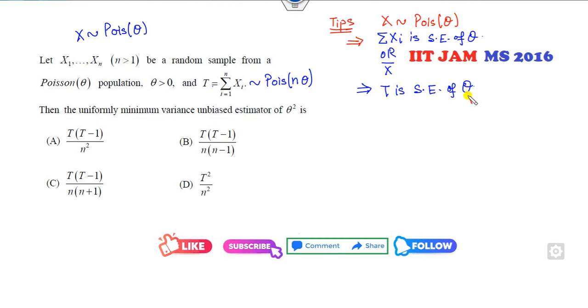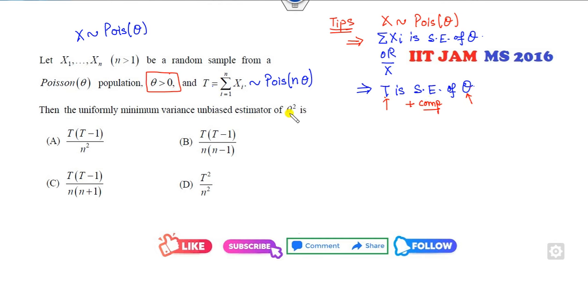Now you can see the dimension of this is 1. T, my summation of xi, is also 1. So yes, this is also complete. Moreover, you can also see that there is an open interval given. So that means this is also complete. So T is sufficient, T is complete.